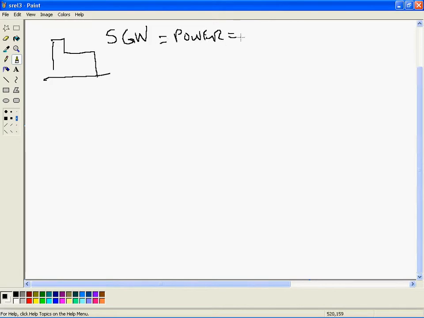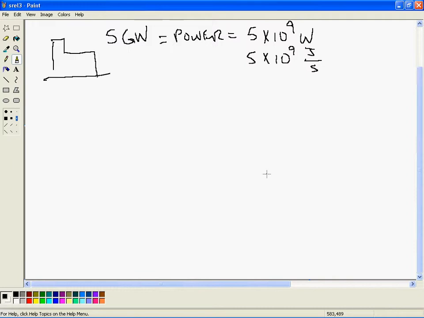Now, 5 gigawatts is actually equal to 5 times 10 to the power of 9 watts. And by the way, a watt is equal to a joule per second. So that's 5 billion joules every second that this plant is producing.